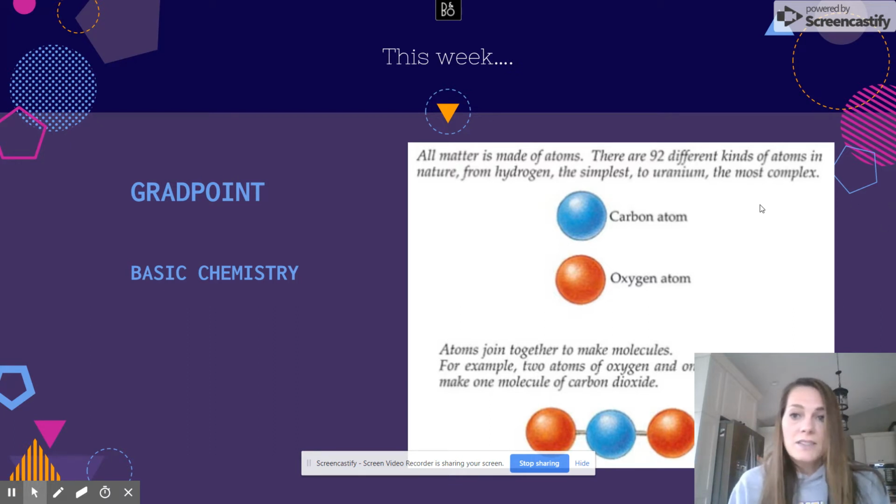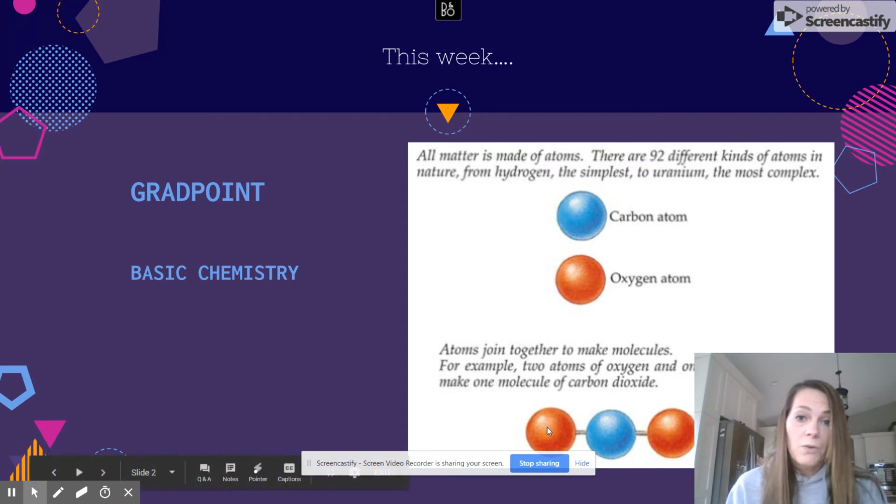When we look at this picture here, we see that the carbon atom is represented by the blue ball and the oxygen atom by the red. Those two atoms are unique. They have their own number of protons, neutrons, and electrons. And when those atoms combine, as shown below, they form a molecule. This is a representation of carbon dioxide, which has one carbon atom and two oxygen atoms, and that makes its own molecule.